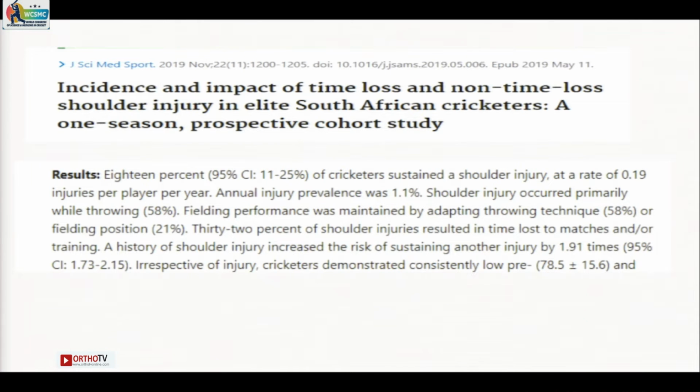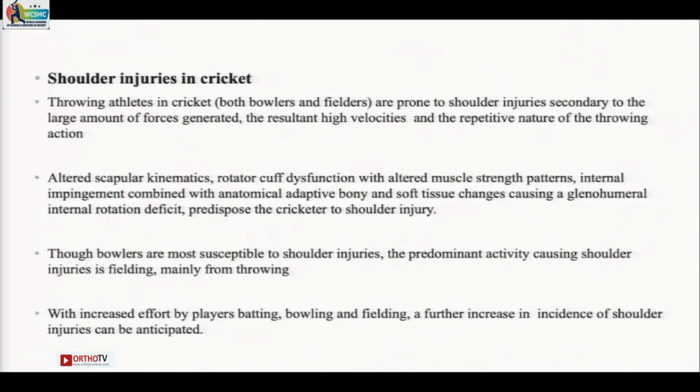And this is another study from 2019 which says that 18% of cricketers sustain a shoulder injury, at the rate of 0.19 injuries per player per year. For shoulder injury in cricket, bowlers are more susceptible, but the predominant activity causing shoulder injuries is fielding, mainly from throwing, and the increase is anticipated.